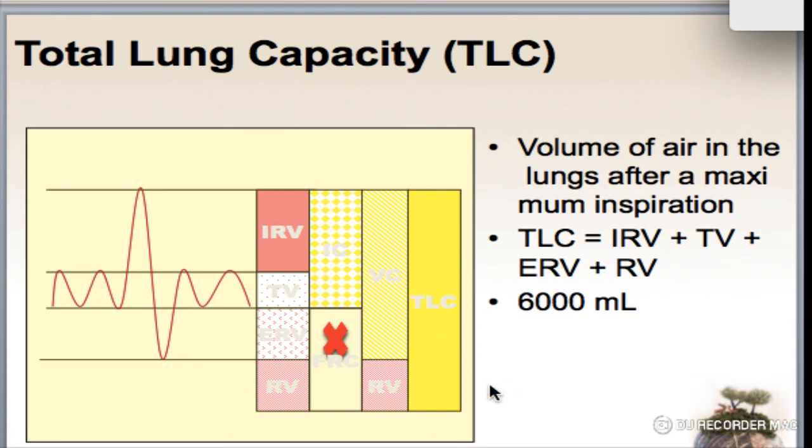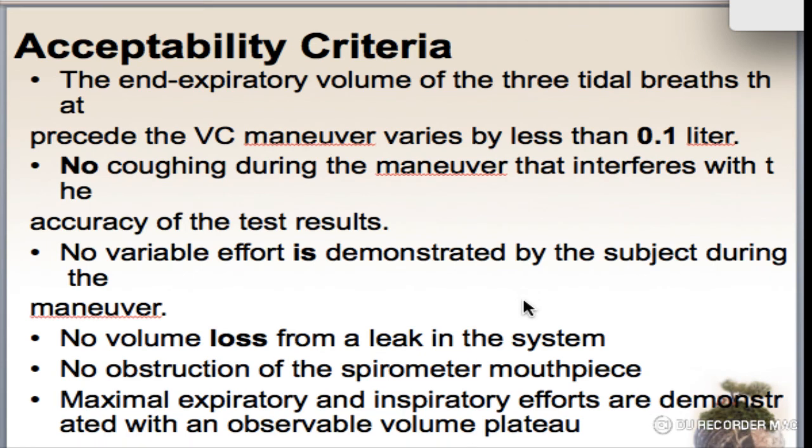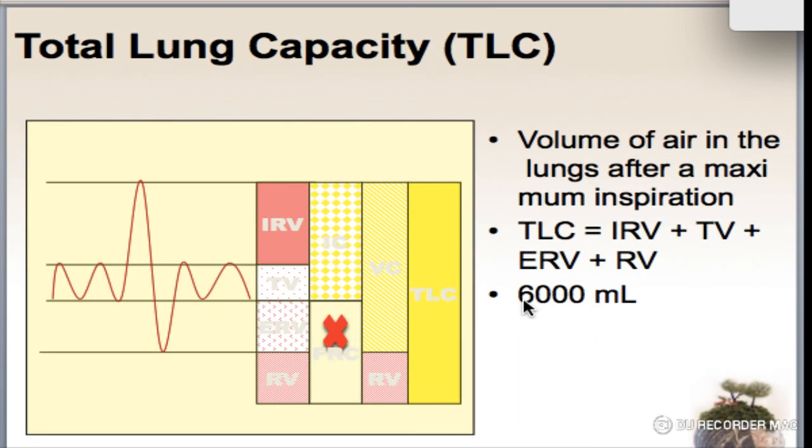Total lung capacity is the total of the volumes. It is composed of your IRV plus your tidal volume plus your ERV plus your residual volume. The total volume of the total lung capacity is 6,000 ml. So that is for the lung volumes and capacities.